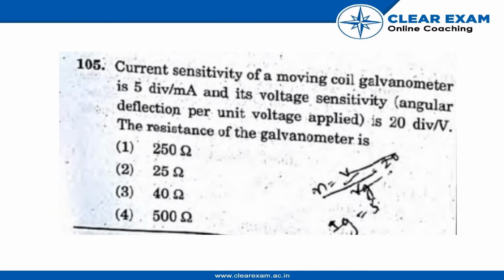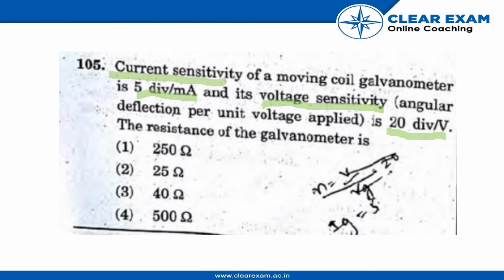In order to find the resistance, we first have to understand what we mean by the current sensitivity and the voltage sensitivity provided here. Current sensitivity is 5 divisions for 1 milliampere, whereas the voltage sensitivity is 20 divisions per volt. So if we want to find the resistance of the galvanometer, we can take the ratio.